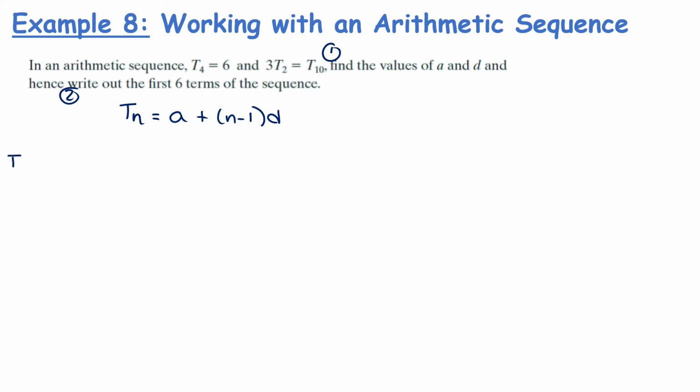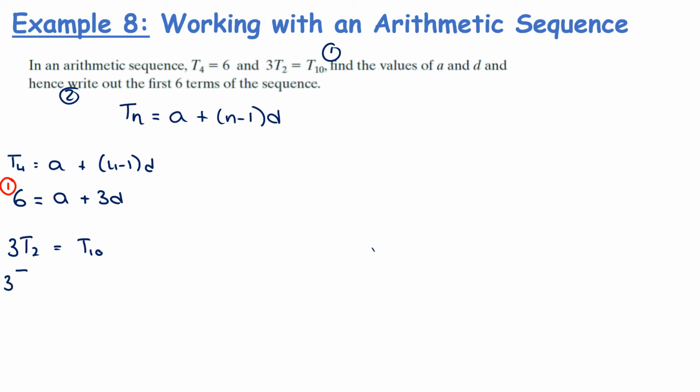So I'm going to work with T4 first. So the only thing I know how to sub in is my n. So I have 4 minus 1 times D, which gives me, I know T4 is 6, so 6 is equal to A plus 3D. And this gives me an equation. It gives me an equation with two unknowns, which hints at the fact that we're probably going to have to do simultaneous equations.